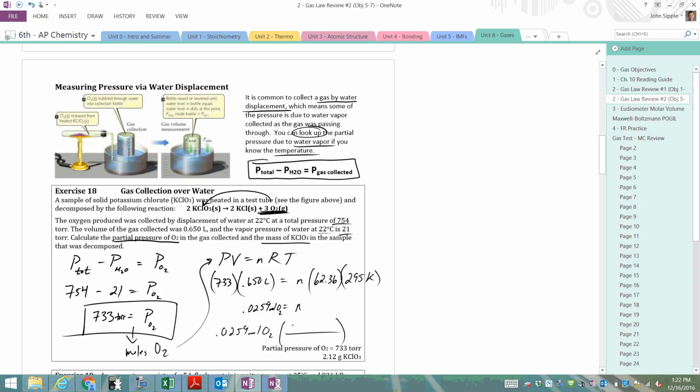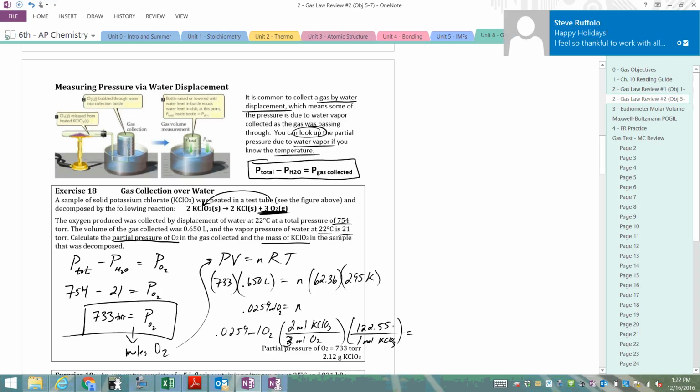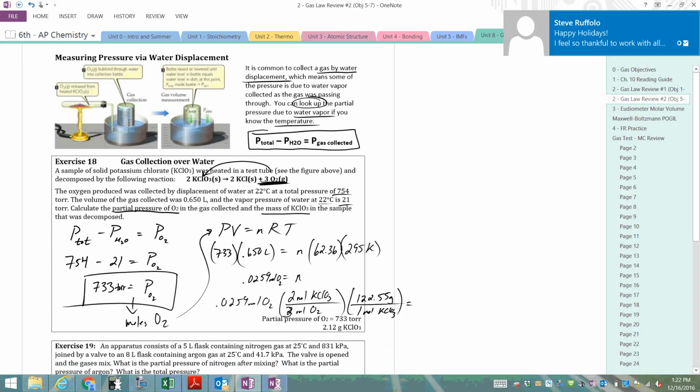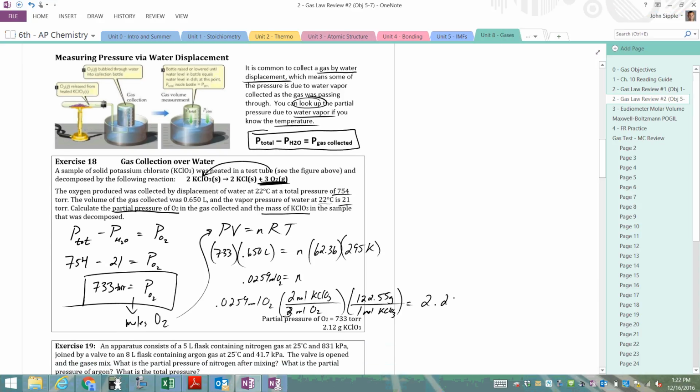We do our mole ratio: 2 moles of KClO3 for every 3 moles of O2. Then we multiply by the molar mass. In 1 mole of potassium chlorate, we have 122.55 grams. So when we do that math, we end up with 2.12 grams of potassium chlorate. Those answers match. So that's one thing that we can do.